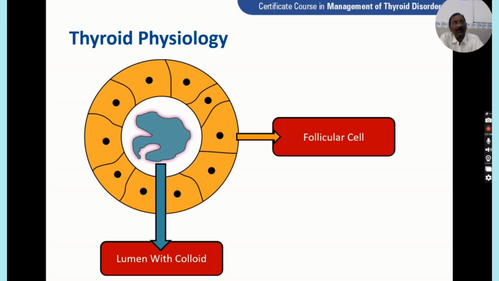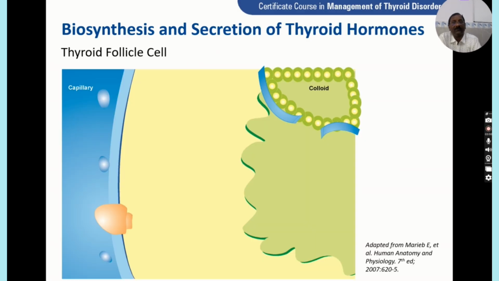The same picture here. These are the follicular cells. The inside is the colloid. So you have the thyroglobulin. So this is the cell of your thyroid. Now if you see the biosynthesis and the secretion, this is an important slide. Please concentrate a little more here.